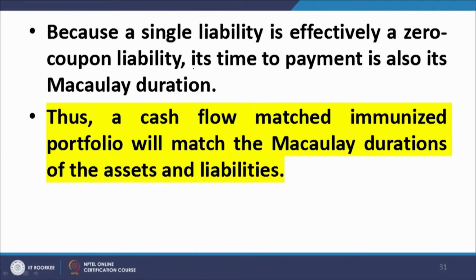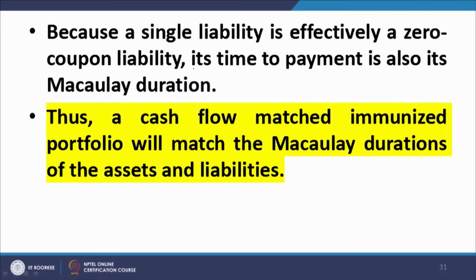Because the single liability is effectively a 0 coupon liability, its time to payment is also its Macaulay's duration. So, by matching the timing and the magnitude of cash flows, you are obviously matching the Macaulay's duration of the asset side and the liability side. Thus, the cash flow matched immunized portfolio will match the Macaulay's duration of the assets and liabilities.